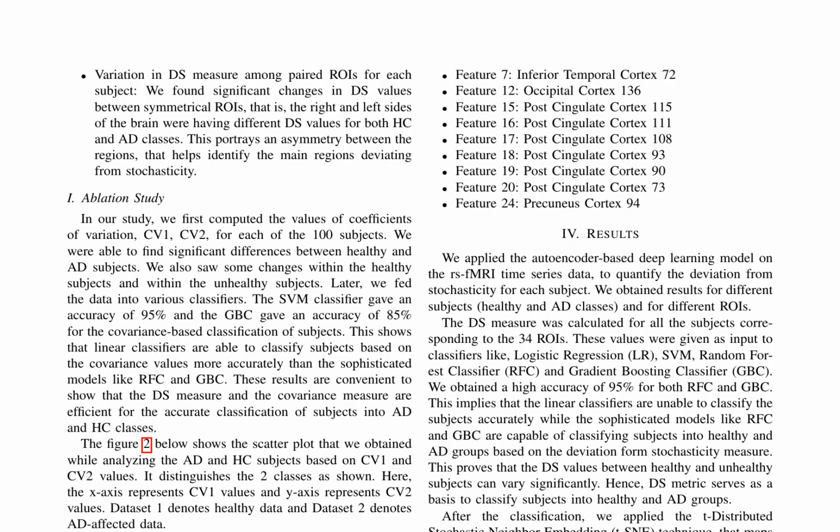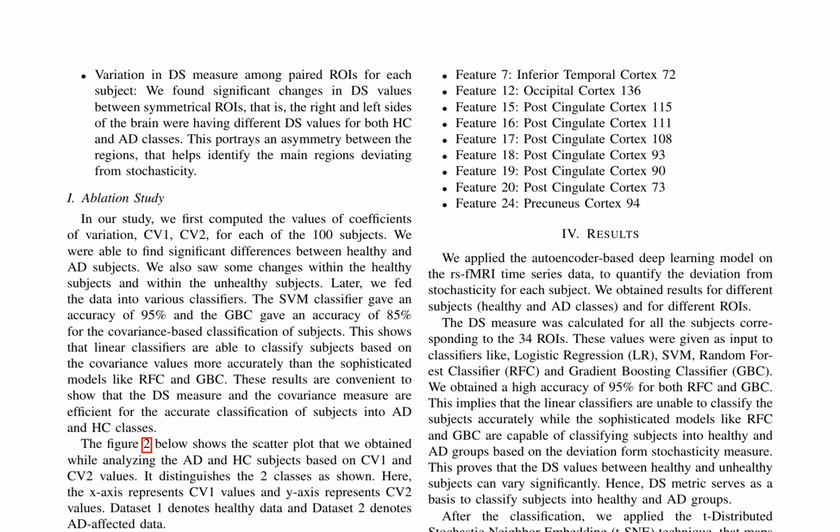Here is a combined summary of pages 7 and 8 of the research paper. The study investigates the variation in the deviation from stochasticity, DS, measure among paired regions of interest, ROIs, for each subject, revealing significant changes in DS values between symmetrical ROIs in both healthy control, HC, and Alzheimer's disease, AD, classes. This asymmetry helps identify the main regions deviating from stochasticity.